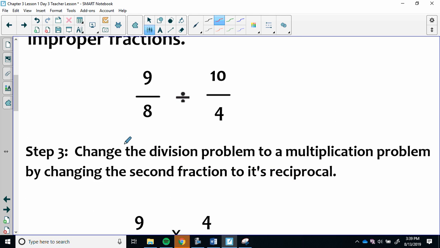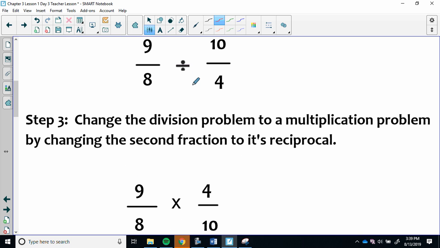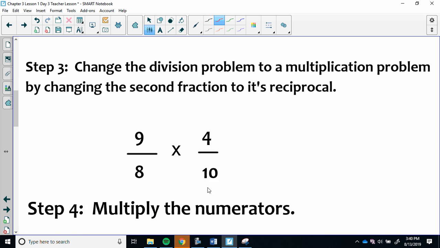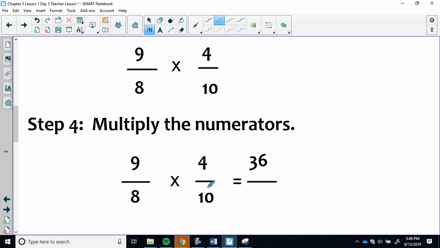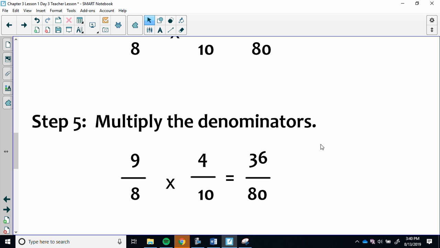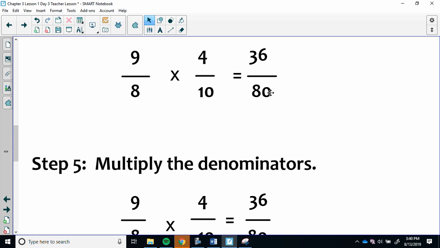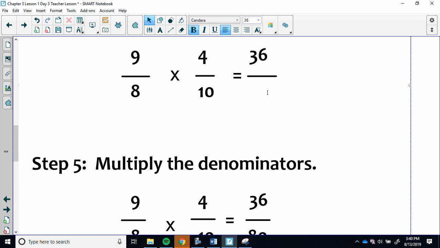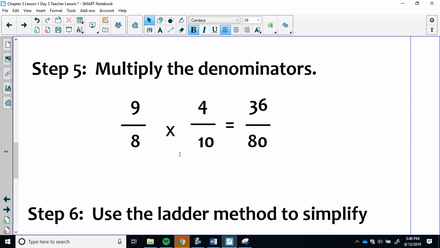So now let's change it to a multiplication problem. 9 over 8 stays the same, obviously. Third day, we should know this, that the division problem becomes multiplication, and we multiply by the reciprocal. So now it's 9 over 8 times 4 over 10. We multiply those two numbers together. 9 times 4 is 36. 8 times 10 is, I don't know why I don't have my 80 there, but let's throw it in there so we have it. So we have 36 over 80. Oh, that's because it's on the next step. That's why I got too far ahead of myself. So multiply the denominators: 8 times 10 is 80.